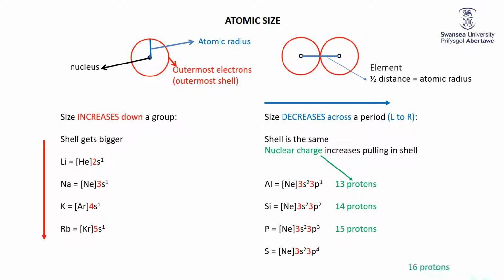And continuing on, phosphorus and sulfur in that same row. Sulfur is smaller than phosphorus because sulfur has 16 protons attracting the electrons in the outermost shell. Phosphorus only has 15 protons attracting the electrons in the outermost shell.